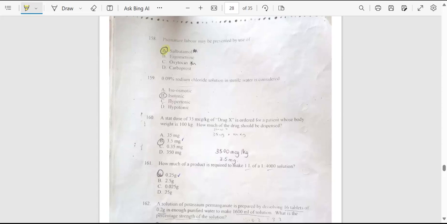I think magnesium sulfate is also used to prevent premature labor. Okay, magnesium sulfate. I'm seeing someone else is also saying nifedipine. Nifedipine is also a tocolytic.